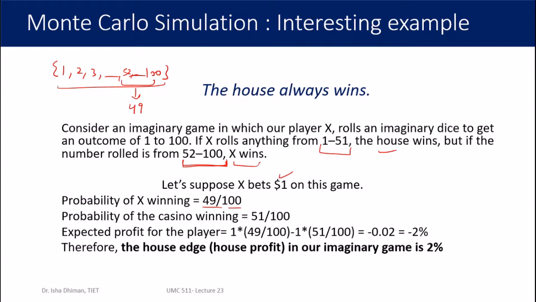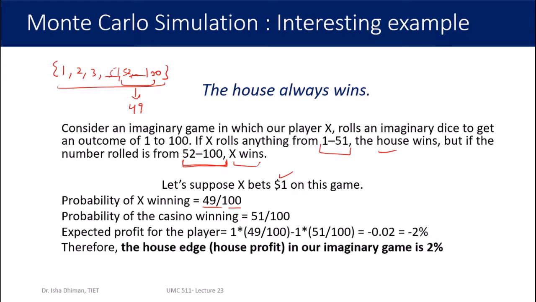You know the basic definition of the probability of an event is the number of favorable outcomes divided by the total number of outcomes. So it's 49 by 100 is the probability of X winning, and obviously the probability of the casino winning is 51 by 100, because they have the numbers from 1 to 51.